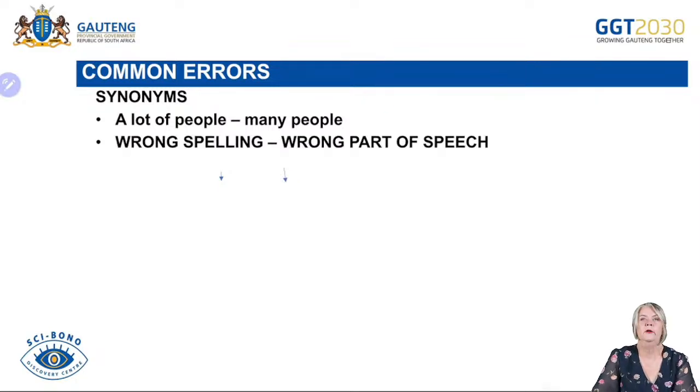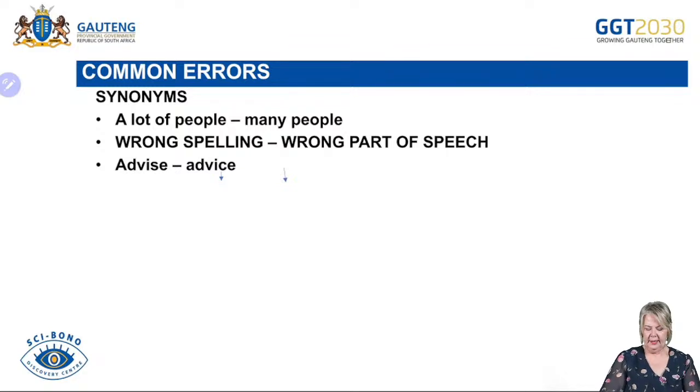And then very often the wrong spelling, and that's the word advice and advise. I see my editing skills have gone a little astray here, so forgive these arrows in the middle of nowhere. Hopefully you will understand what I'm trying to say. Now, wrong parts of speech.